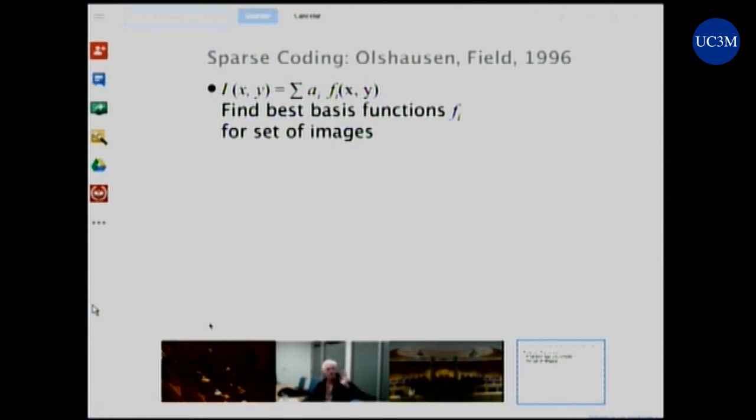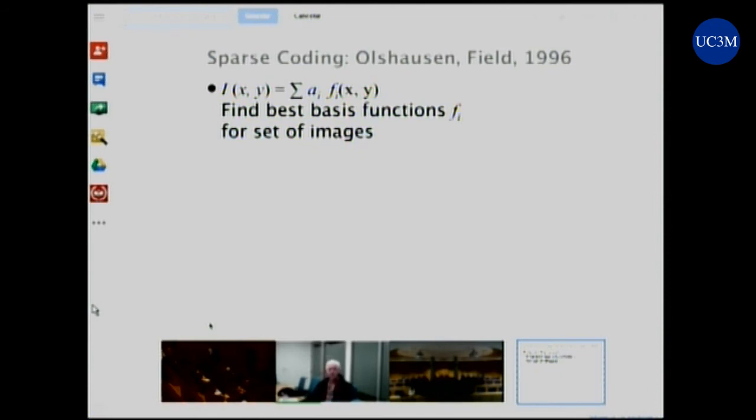So here we have a summation of a sub i, which is a parameter that says how much of each of these pieces, and the f sub i is the pieces that we're combining to make a picture. And the pieces have a little bit at every x,y position. So the picture is made out of pixels at x,y positions, and we're adding up these little pieces. So we're saying, how can we break a picture into pieces that we know what each piece is, and then assemble it back together again?